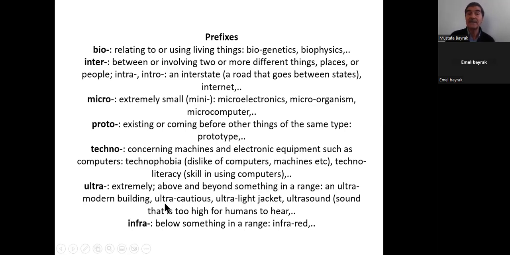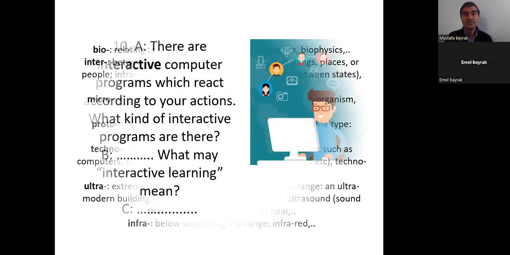Ultra means extremely or above or beyond something in a range. An ultra modern building, for example. Ultra cautious, extremely cautious. Ultralight jacket. Ultrasound means sound that is too high for humans to hear. Infra means below something in a range. Infrared, below the color red.